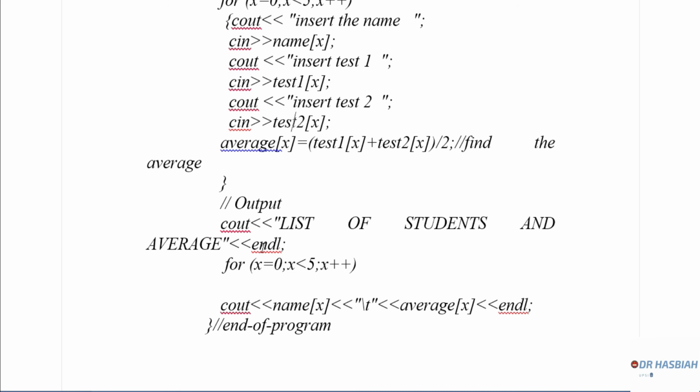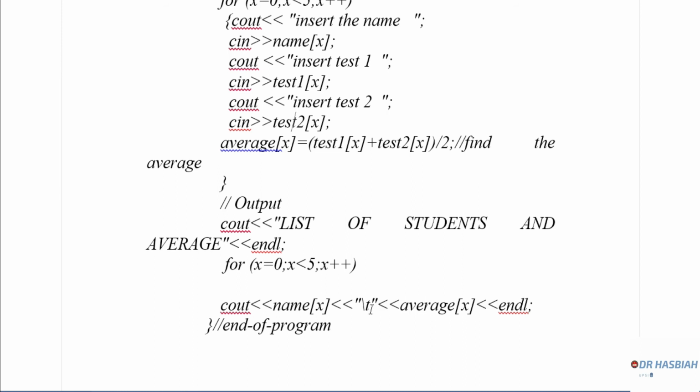And endl meaning I want to make sure, okay, the output, the cursor will move to the next line after the list of the student and average here. So you have for x equal to 0, x less than 5, x plus plus, cout name x. Let's say x now is 0, cout name 0. Name 0 meaning for the first student, and then \t here, \t, and then I put the \t between open and close double quote here.